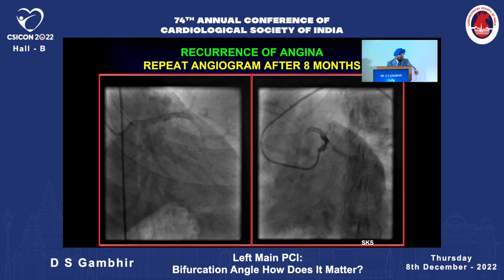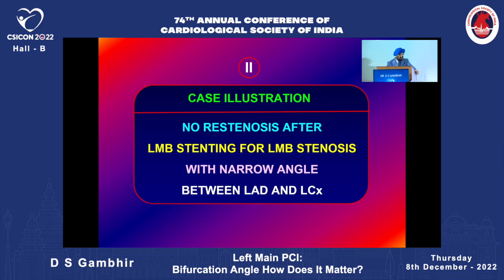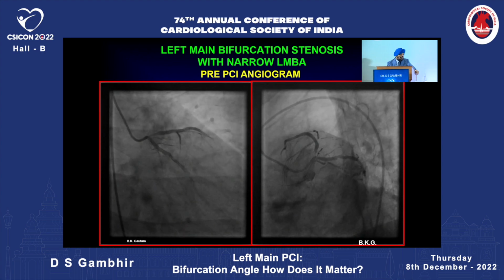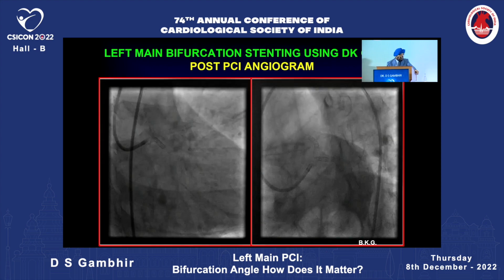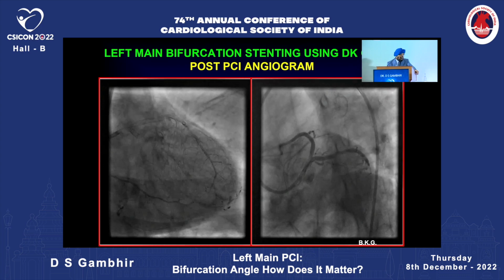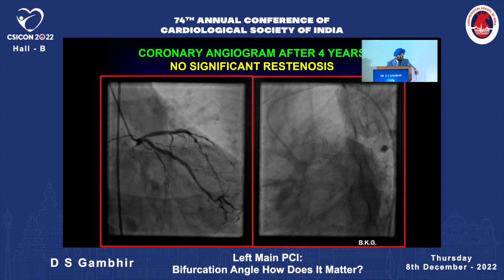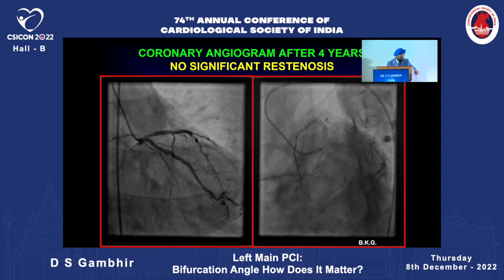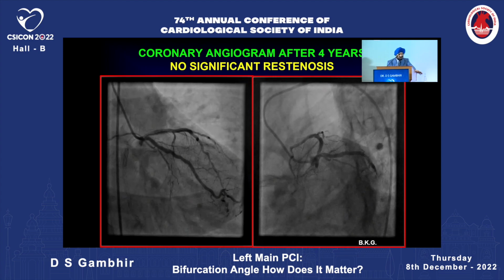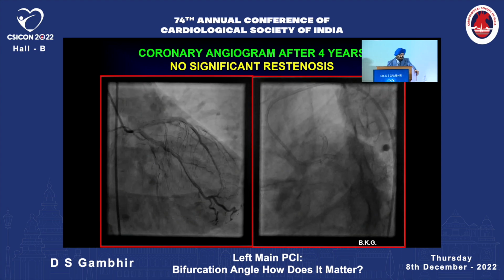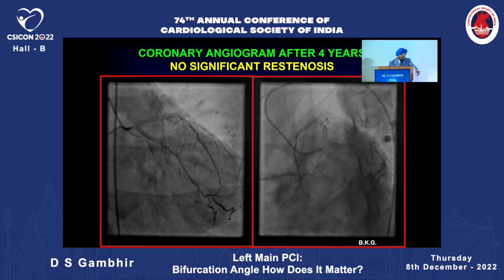And you see after 8 months, he came back with a high-grade restenosis. So, wider angle, restenosis. In contrast to this, I am going to show you another case. Here is a case with a very narrow angle with a left main bifurcation stenosis. This patient also underwent a DK crush technique, with an excellent result. And 4 years down the line, the patient had no symptoms. He was subjected to angiogram and was found to have a new stenosis in the right coronary artery. So this is just an anecdotal example that a wide angle between the LAD and LCX was associated more often with a higher target lesion failure as compared to a narrow angle.